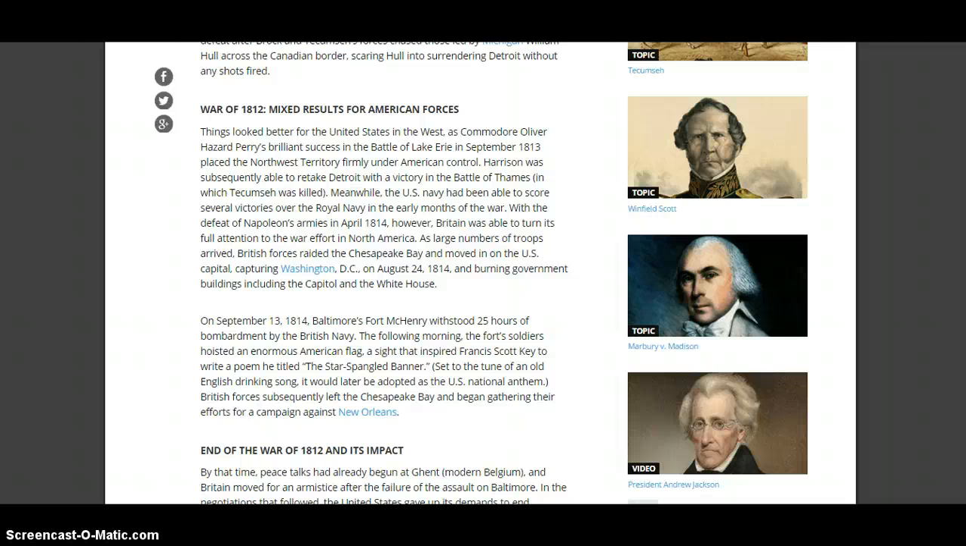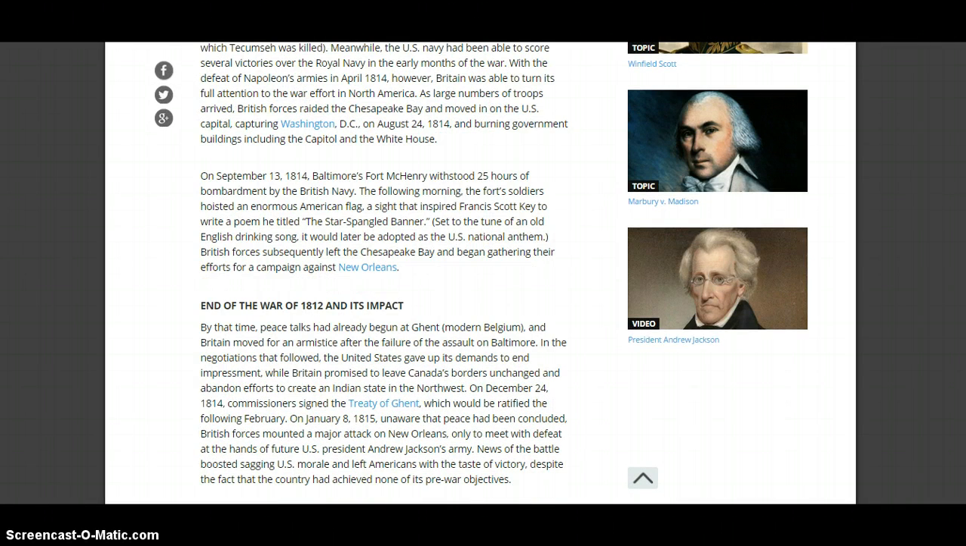The end of the War of 1812 and its impact. By that time, peace talks had already begun at Ghent, modern Belgium, and Britain had moved for an armistice after the failure of the assault on Baltimore. In the negotiations that followed, the United States gave up its demands to end impressment, while Britain promised to leave Canada's borders unchanged and abandon efforts to create an Indian state in the Northwest. On December 24, 1814, commissioners signed the Treaty of Ghent, which would be ratified the following February.